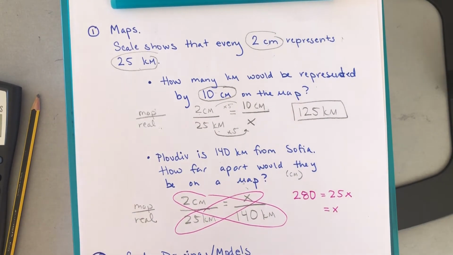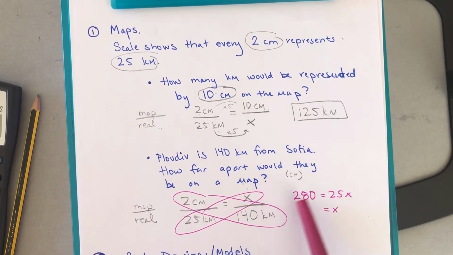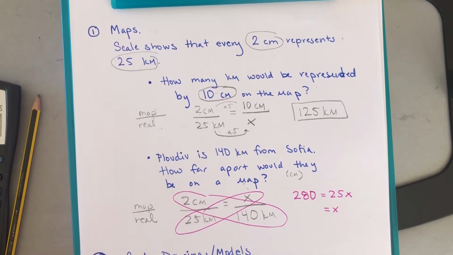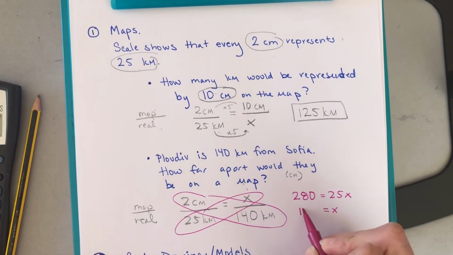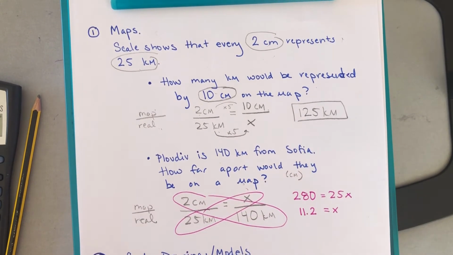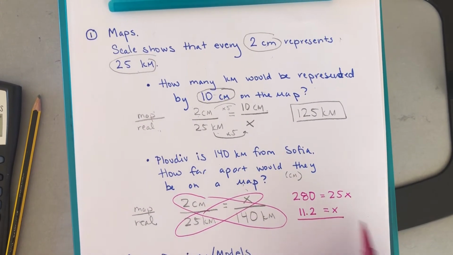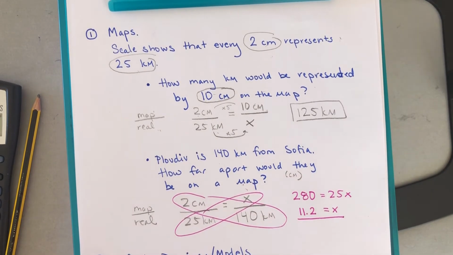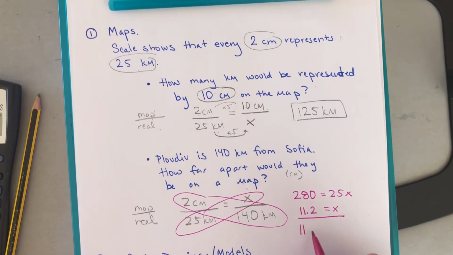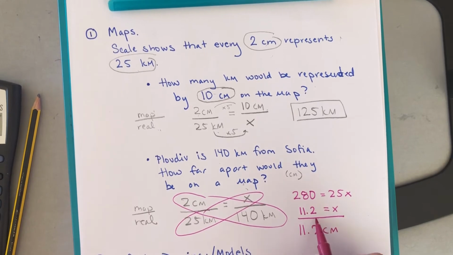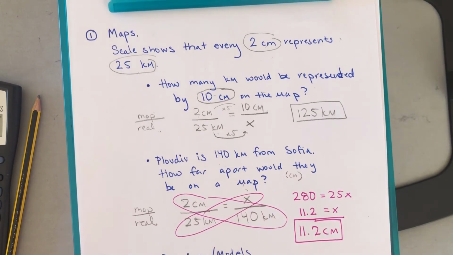So a reminder that even if you're using a calculator, you still need to show your process here so that someone looking at your work can see where your solution came from. So let's do 280 divided by 25, and I get 11.2. So 11.2 centimeters on the map would represent 140 kilometers. I'm going to make sure that I answer the question with units.